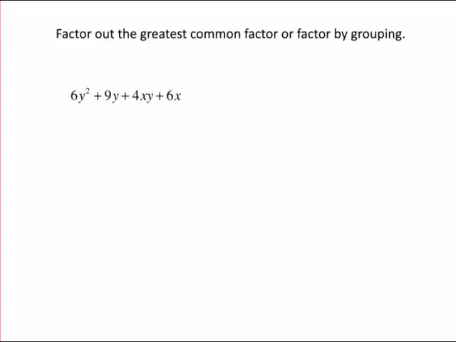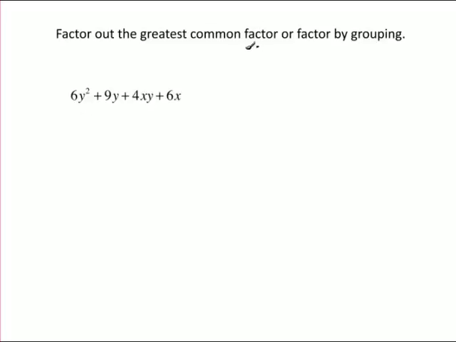Factor out the greatest common factor or factor by grouping. So with this problem, we need to look at each of the different terms and see if they have something in common. If we start with the coefficient part, 6, 9, 4, and 6, we see that they have nothing in common. And not all of them have x's and not all of them have y's. So it doesn't mean that we can't factor it any further.